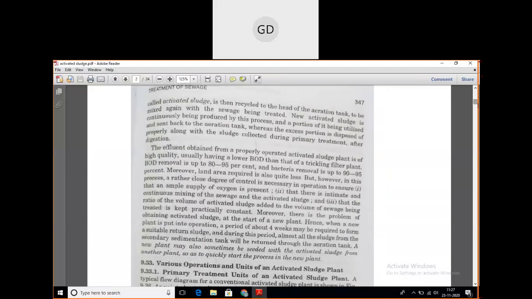When that activated sludge is formed, a part of it is recycled and taken back to the aeration tank, where it is again mixed with the sewage being treated. The same process continues, and again a part of the activated sludge is disposed of properly, along with the sludge collected during the primary treatment.